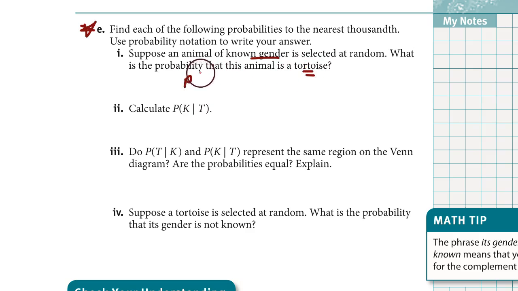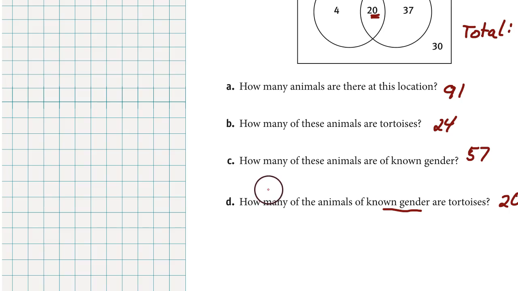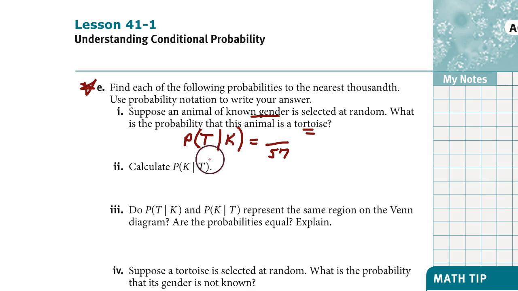So in symbols it would look like this. What's the chance it's a tortoise given that we know the gender? Our denominator is not 91 because we do know the gender. Going back, that was what we found in question C, that there were 57 of known gender.